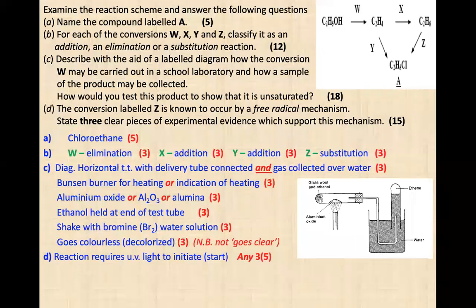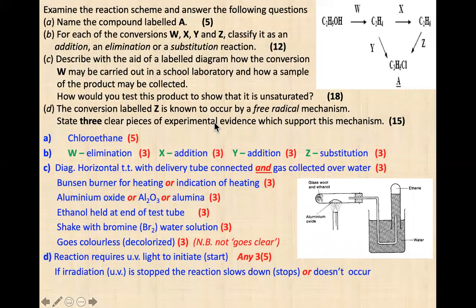D, the conversion labeled Z, is known to occur by a free radical mechanism. State three clear pieces of experimental evidence which support this mechanism. So that's worth 15 marks, 5 marks for each of them.